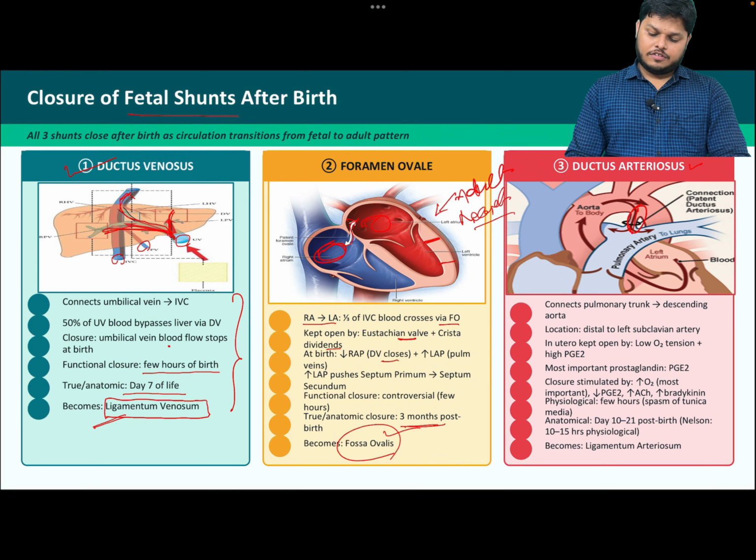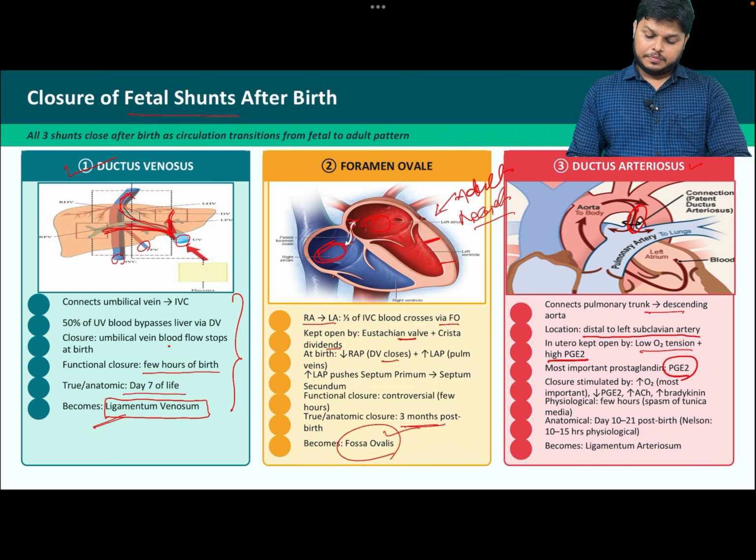It connects the pulmonary trunk with the descending aorta. You know all these. Its location is distal to the left subclavian artery. In utero, it is kept open due to low oxygen tension and high PGE2. The most important prostaglandin to keep the ductus arteriosus open is PGE2.